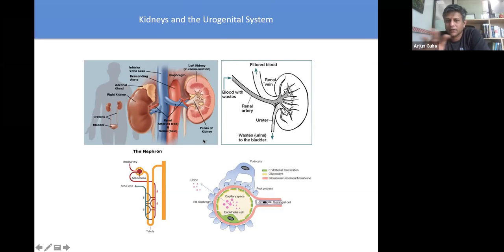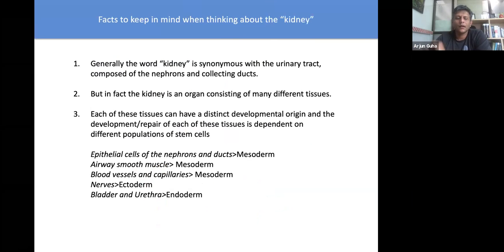And now what we're going to discuss is how this network is formed. So again, just some nomenclature, which I think is important. Generally, the word kidney is synonymous with the urinary tract that is composed of nephrons and collecting ducts. But in fact, the kidney, again, is an organ consisting of many different tissues. So the epithelial cells of the nephrons and the ducts are mesodermal in origin, unlike in the lung, where they are endodermal in origin. This is a cut and paste problem.